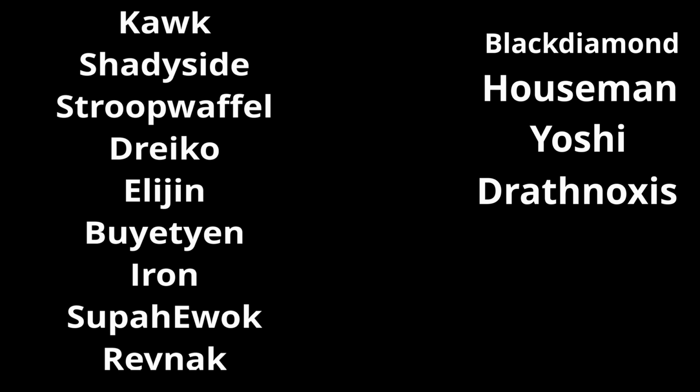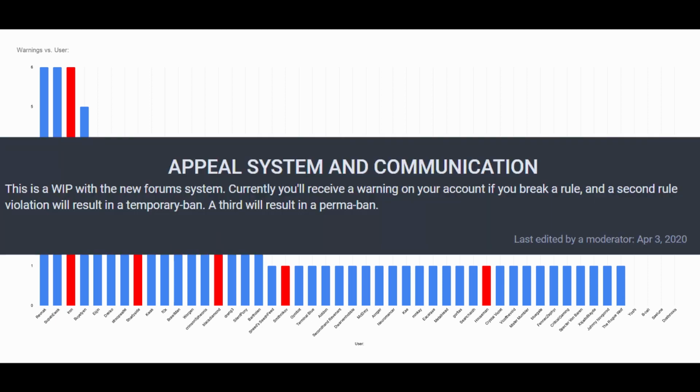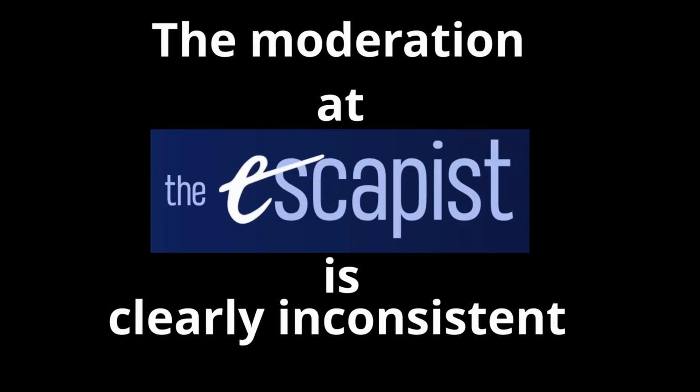Why are some users being banned with fewer than 3 warnings? And why are other users not banned after 3, 4, 5, 6 warnings? Why isn't the Escapist moderation team following their own stated procedure? Moderation over at the Escapist is clearly inconsistent, and I think the data proves it.